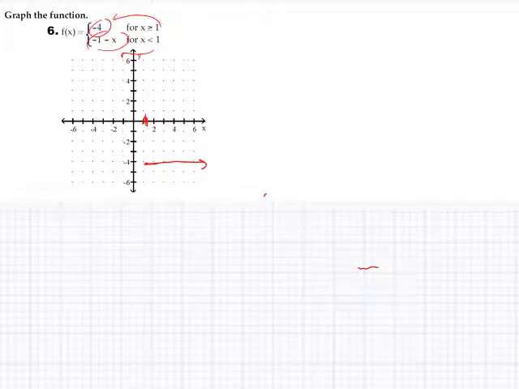Okay? And we're going to include that value right there. Then for x less than -1, we're going to use this as our function. Well, this is a line. It's a line that has a y-intercept of -1 and a slope of -1. So if you have a y-intercept of -1 and a slope of -1, which would be down 1, to the right 1, that would put us right here. And our graph would look like this for x less than 1.